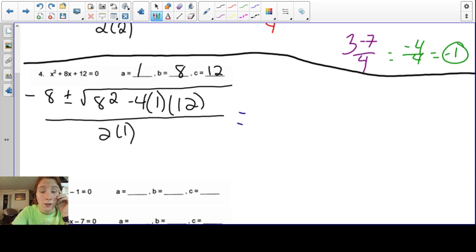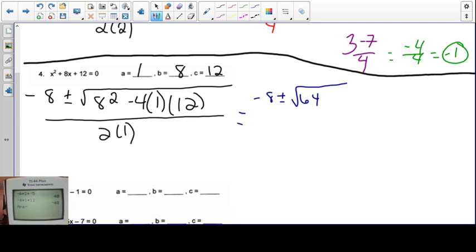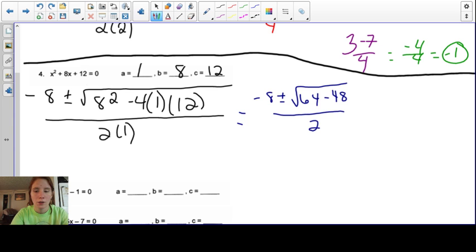That's going to give me -8, because remember, nothing's going on to him yet. Square root of 64, because 8 times 8 is 64. And I have -4 times 1 times 12, which is -48, all over 2. So I'm going to take 64 minus 48, which will give me 16. So that guy there is essentially the square root of 16. Square root of 16 is 4.